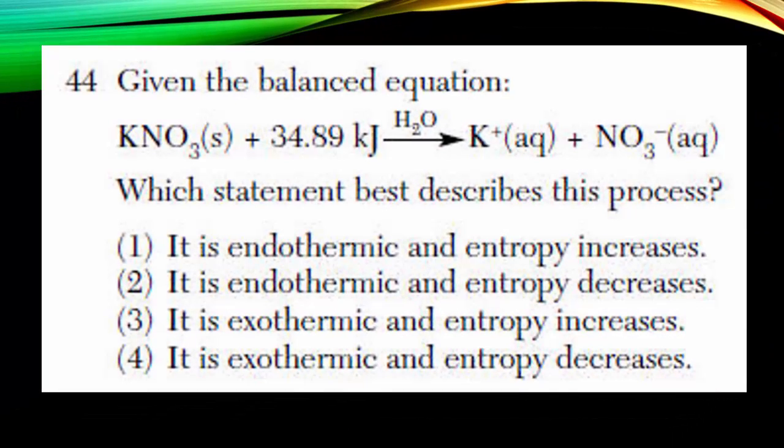So let's look at this problem right out of the Regents. Given the balanced equation of KNO3 plus 34.89 kilojoules of energy, which is being dissolved in water, making potassium ions and nitrate ions, which statement best describes this process? Well, before I even look at the possible answers, let me just analyze what's going on. I'm noticing that a solid sample is being dissolved in water.